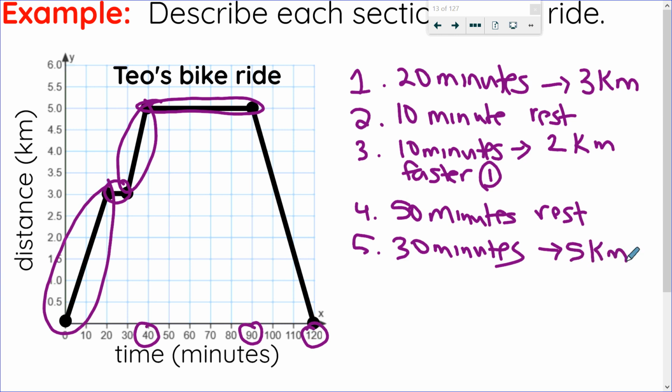So knowing how to interpret a graph is very important. It's a very important part of relations. So we've seen to represent relations with table of values, coordinates, arrow diagram, and graphing. We'll get to equations a little bit later in the chapter.